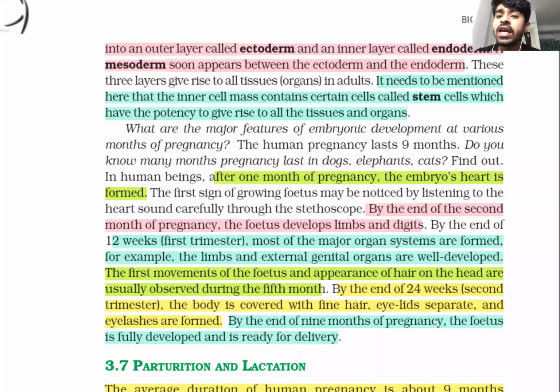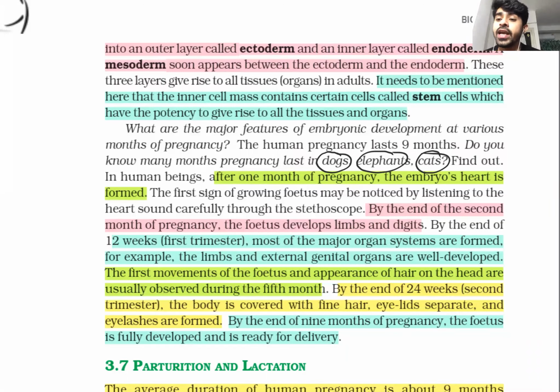Can you tell me what the gestational phase is for dogs, elephants and cats? It is actually different for everyone. For elephants, it can be years and years. The gestational phase for elephants is very, very long. That is something you have to remember.